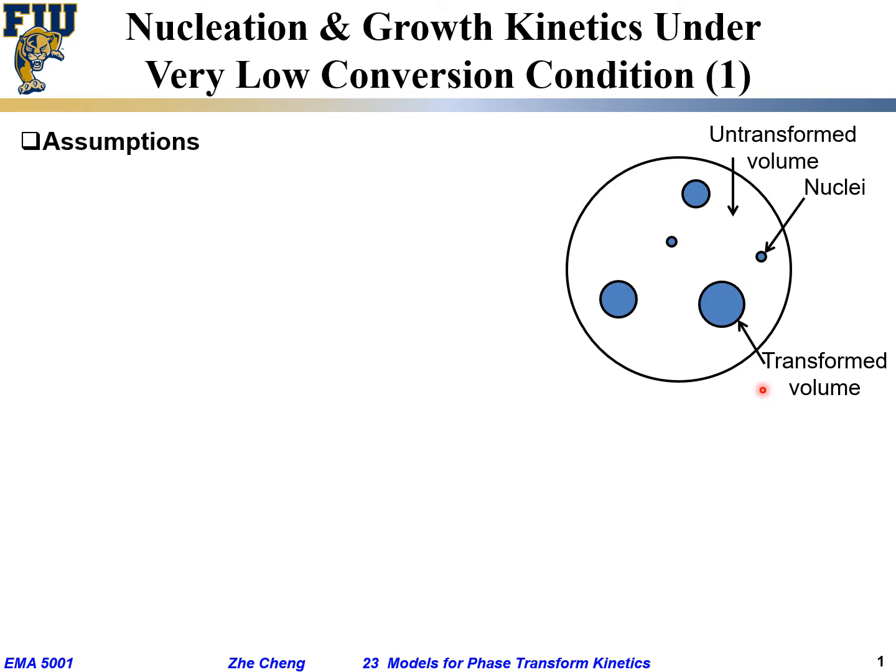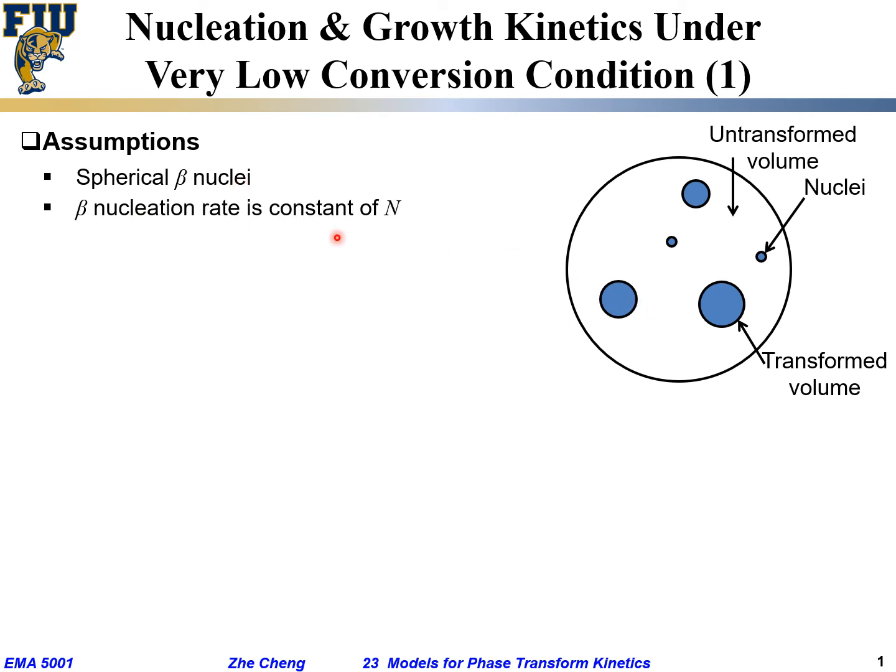Okay? And to get a mathematical model to describe how fast the transformation happens with respect to time, we have to make certain assumptions. The first one: for simplicity, let's assume these nuclei are all spheres, or spherical beta nuclei. Okay, makes sense? That's the simplest one that we can describe.